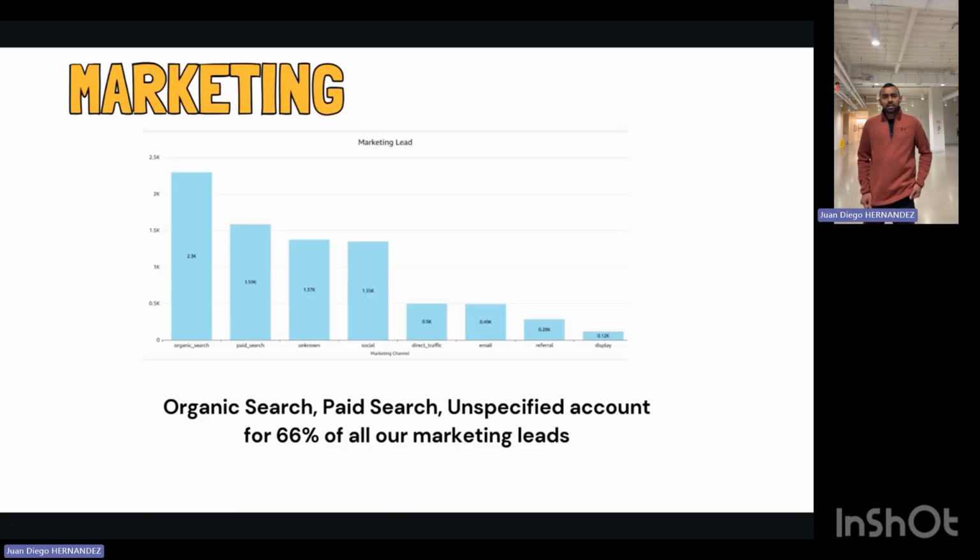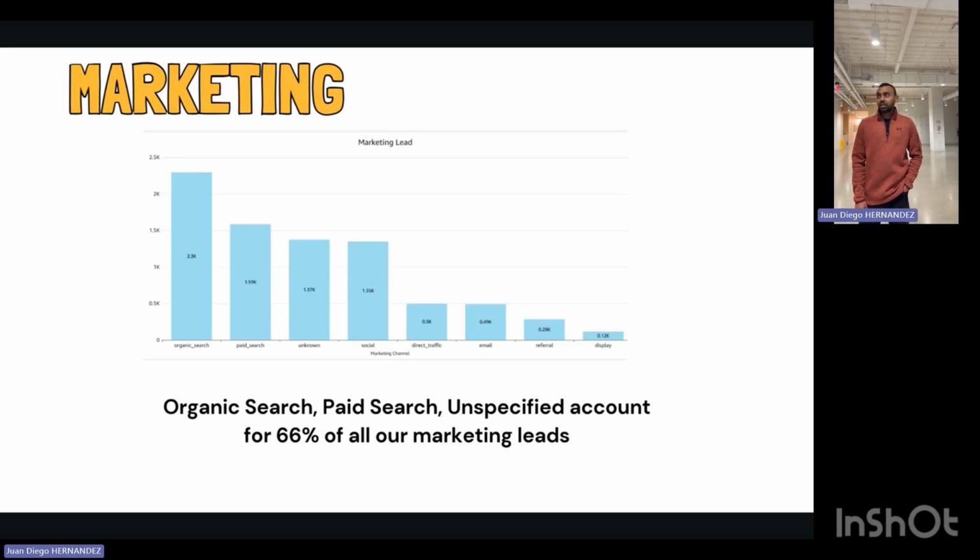When it comes to marketing, our marketing channels are organic search, like Google searching for a product, paid search, like sponsored ads on Google search engines, social media, direct traffic, like direct access to our website via a link, email, referral, and display, visually stunning ads found online, and unspecified, such as marketing channels that could be any of the above or things that are listed here.